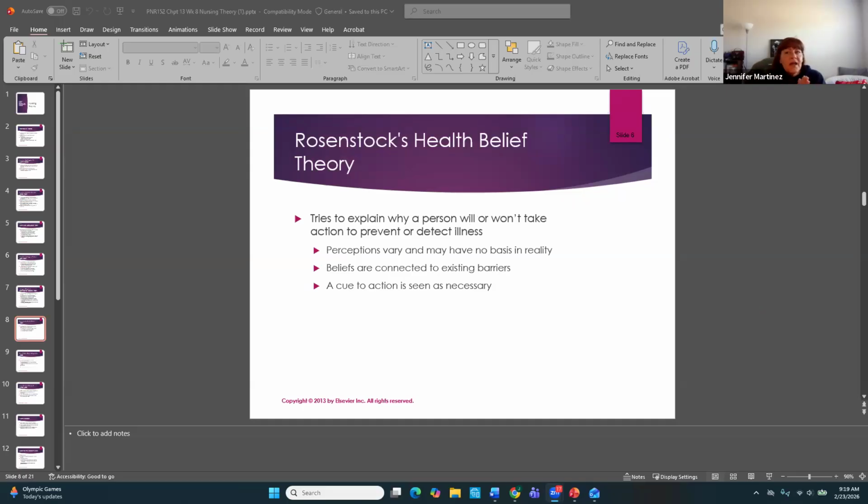Rosenstock. So Irwin Rosenstock developed the health belief theory. Basically, this tries to explain why a person will or will not take action to prevent or detect illness. And so there's three different bases to this theory. The first one is that perceptions vary and may have no basis in reality.